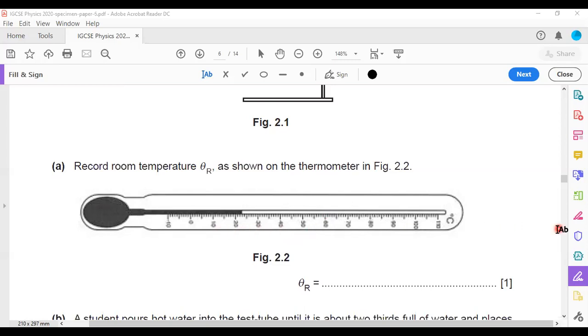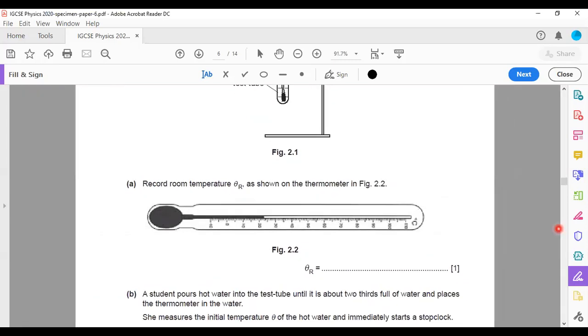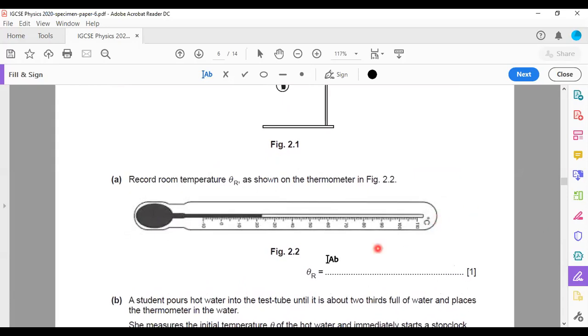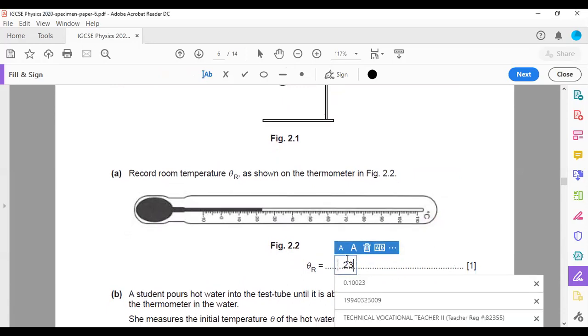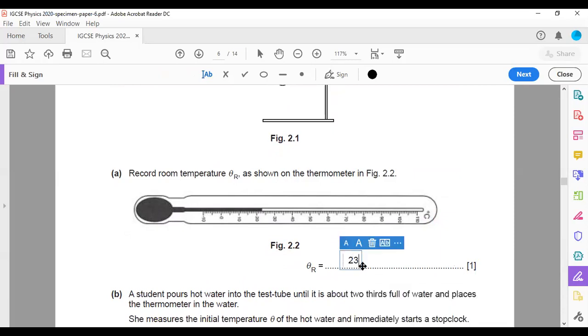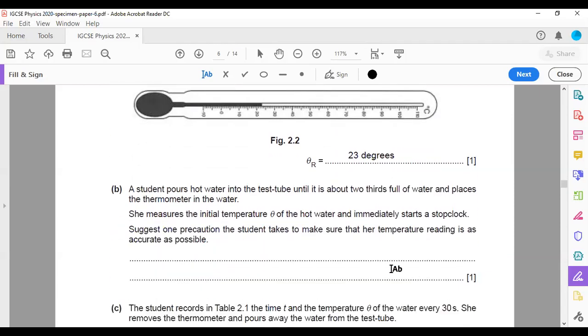Alright. Well, the value should have been around 23. I'm just telling you because they're really difficult to see, so you have to check each increment. So here is 20, here's 21, 22, 23. So it's 23 degrees. So theta R is 23 degrees.